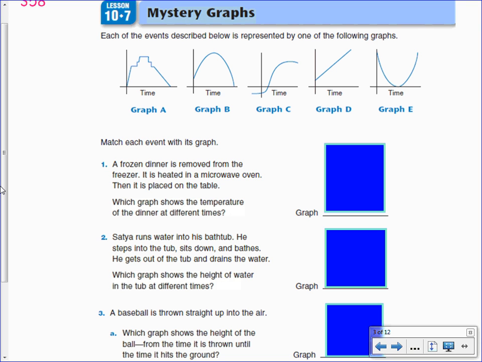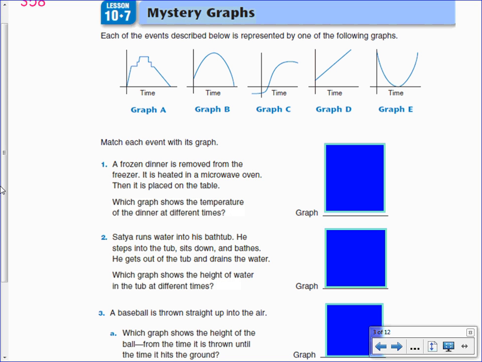Okay, so let's think about it. If you were to take a frozen dinner out of the oven, where do you think the temperature is going to be at? Do you think it's going to be like a really hot meal, kind of in the middle, or do you think it's going to be kind of like down at the bottom of the graph? Probably the bottom of the graph, right? Because if your temperature is way down, it's going to start low. Okay? You can see it's only when it goes underneath the graph.